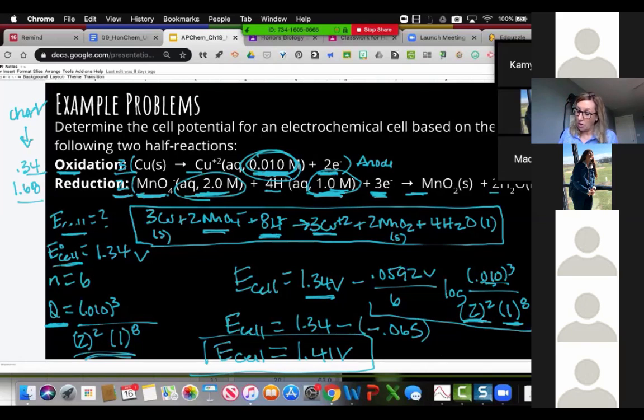So I'm gonna use a different color here. See how that has a molarity associated with copper, a molarity associated with that permanganate, and a molarity associated with the H+. Those values are given because those are not standard values. The standard value would be 1. If it was 1, you wouldn't need it. But because this is non-standard, those are the values that then get put into that Q equation.